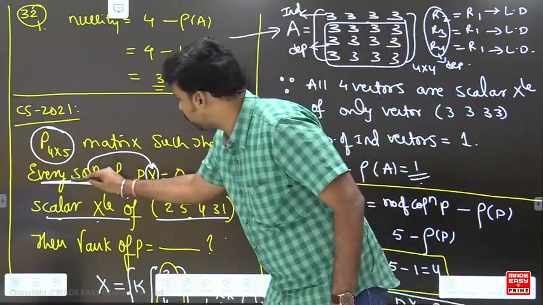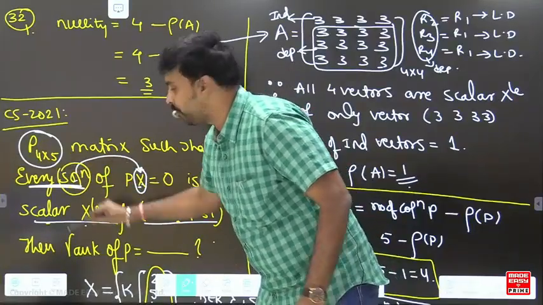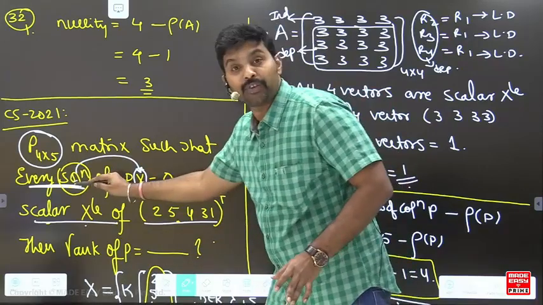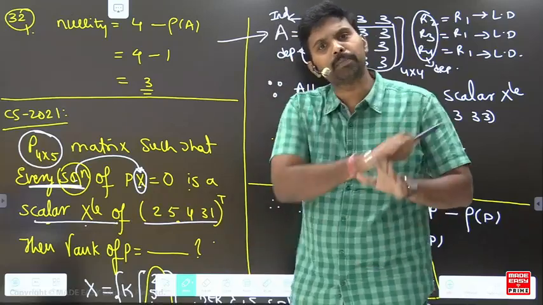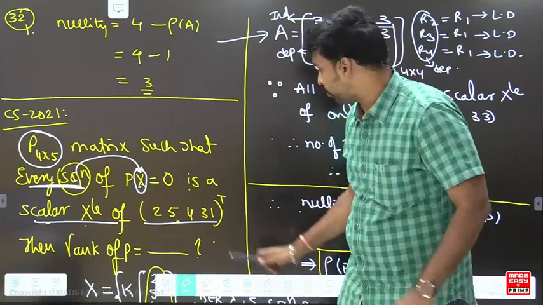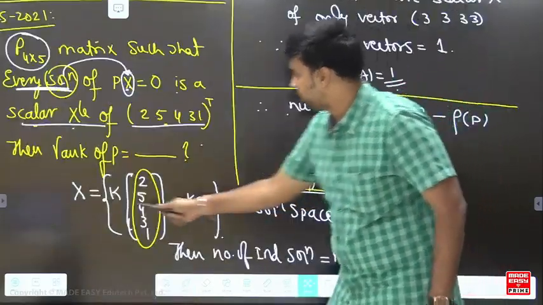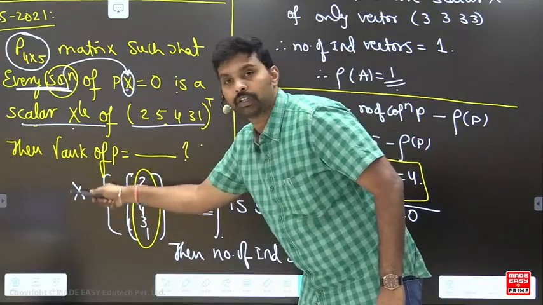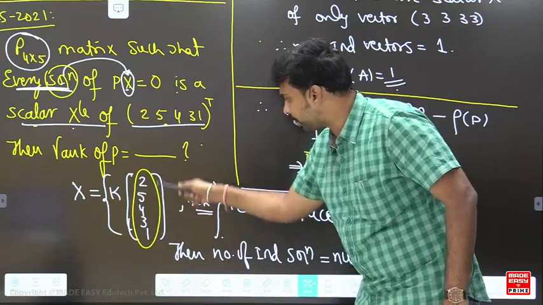See here, please underline this term. It is not every vector, beta. It is every solution. Every solution vector is a scalar multiple of only one vector. That means all the solutions are given by a scalar multiple of only one vector. That's what I wrote. All the solutions X, this is the null space, are given by a scalar multiple of only one vector.